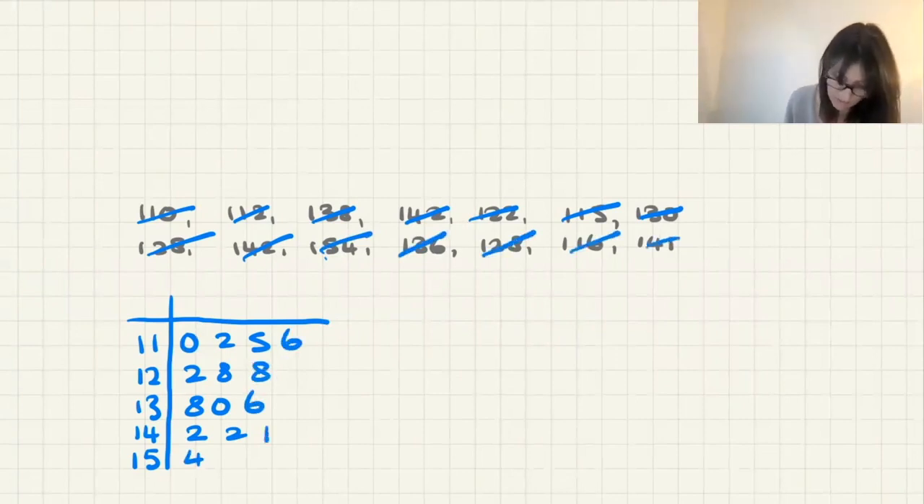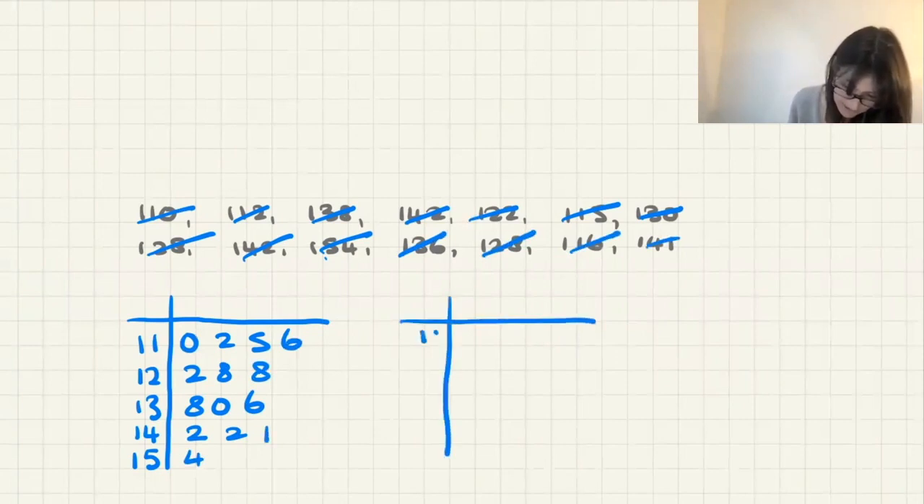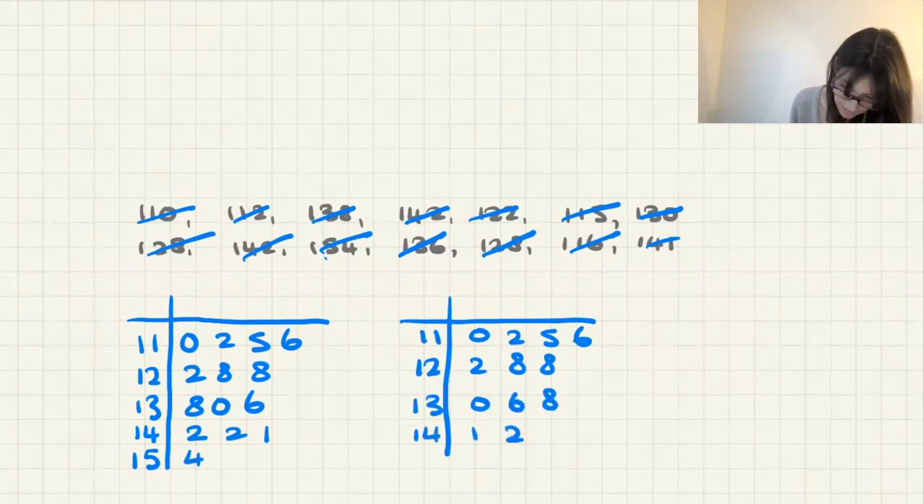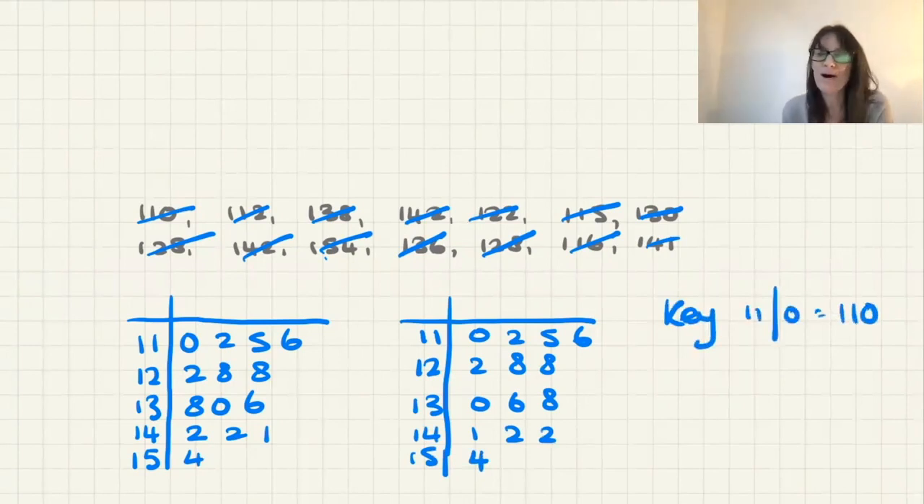Okay, so that's all the numbers in. Put them in order. I've got 0, 2, 5, 6, 2, 8, 8, 0, 6, 8, 1, 2, 2, and 4. And then in goes the key. And we've got 4 marks.